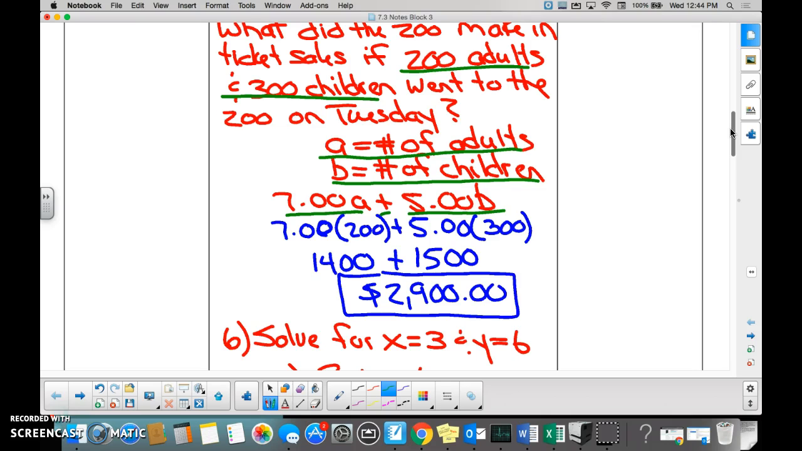So on Tuesday, if it's $7 for an adult, 200 adults came, and it's $5 for a student and 300 students came, or 300 children came, we can do the math: 1,400, 1,500, add them together, and we got $2,900.